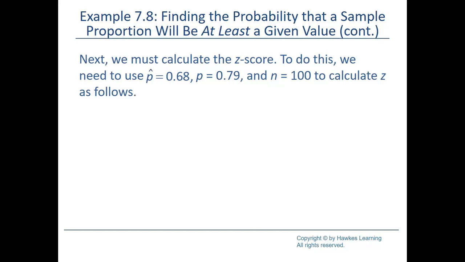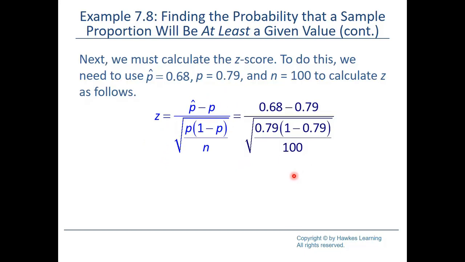Now, to do this by hand, with the tables or with a very low level calculator, and what I mean by low level is that it doesn't have the statistics side to the calculator itself, the first thing we need to do is calculate that z-score. To do that you need your p hat, which we found, which was 0.68. You're going to need your p, which is 0.79, and you need that n, which is 100. To calculate that z-score, we're going to use that data value of p hat minus the proportion of the population, divided by the standard deviation of the proportion.